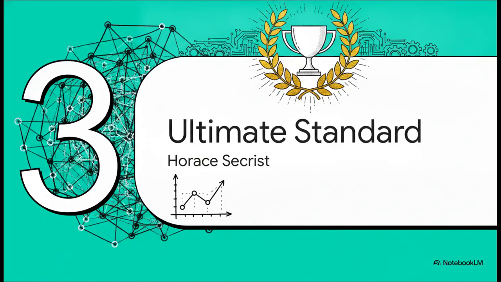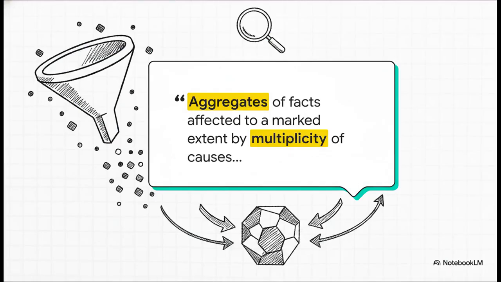Which brings us to Section 3, the comprehensive definition. Because those earlier attempts just focused on isolated bits and pieces, the field really needed something more robust. It needed a gold standard framework that wrapped up all the necessary characteristics of statistical data. Enter Horace Secrist. His definition in the plural sense reads, aggregates of facts affected to a marked extent by multiplicity of causes, numerically expressed, enumerated or estimated according to reasonable standards of accuracy, collected in systematic manner for a predetermined purpose and placed in relation to each other.